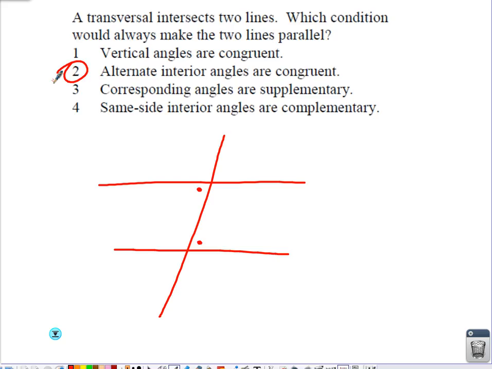If corresponding angles are supplementary, corresponding angles have to be congruent. So that doesn't work out. If same side interior angles are complementary, same side interior angles, which would be this angle and this angle, same side interior angles have to be supplementary. So yeah, that was opposite.